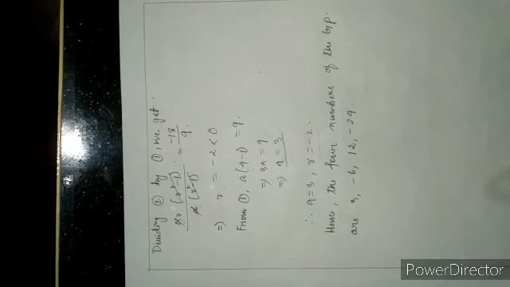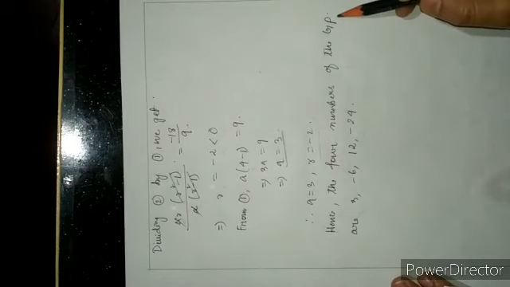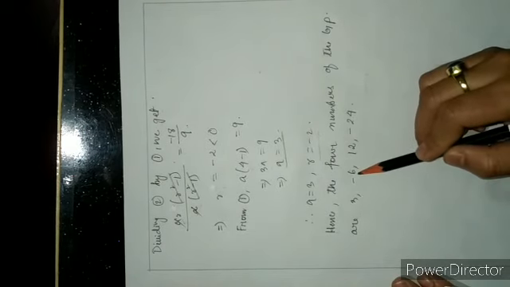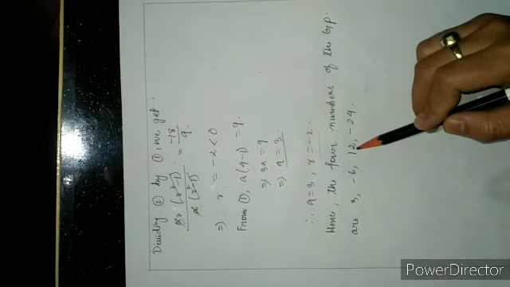First term 3, common ratio r equals minus 2. Hence the four terms of the GP are: first term 3, then 3 into minus 2 is minus 6, minus 6 into minus 2 is 12, and 12 into minus 2 is minus 24. So the four numbers are 3, minus 6, 12, minus 24. For today, let's end here.